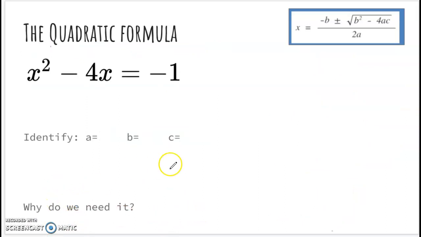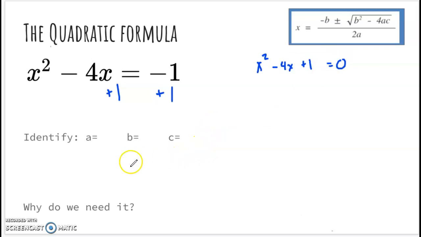Okay, so here's another example. If you're looking at this, so we're running into a problem. It's a little more difficult to identify your A, B, and C values because your quadratic formula is not in standard form. So that's the first thing we have to do. We have to make sure it's in standard form set equal to 0. So in order to make it equal to 0, I have to get rid of this -1. The opposite of -1 is plus 1. If I do it to one side of my equal sign, I have to do it to both. So I have x squared minus 4x plus 1 equals 0.